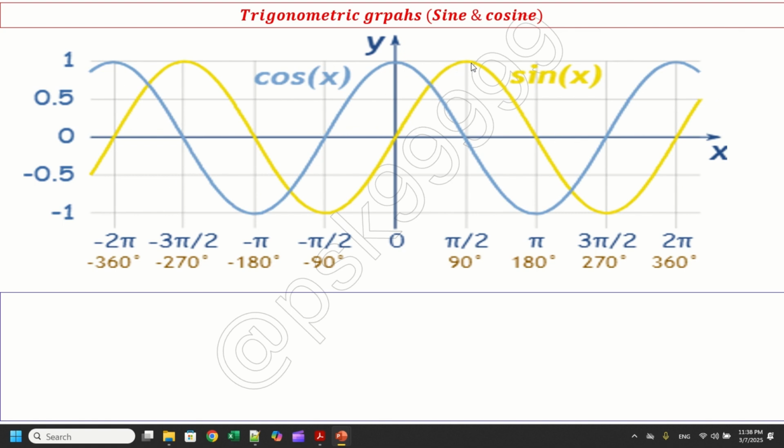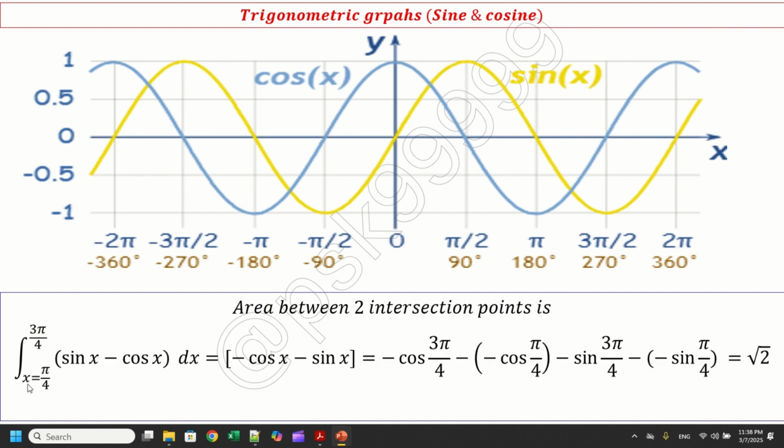And let's say you want to derive how much is the area between this sine x and cos x. That is very simple. You apply integration because this point is pi by 4, this point is 3 pi by 4. So you apply integration from pi by 4 to 3 pi by 4 of sin x minus cos x. Then you will get square root of 2 units.